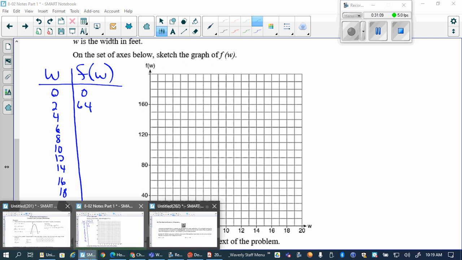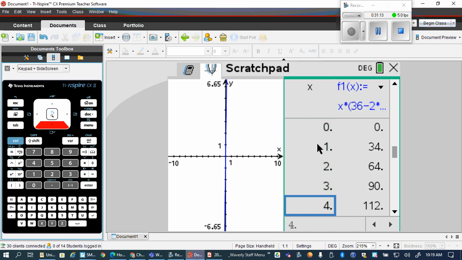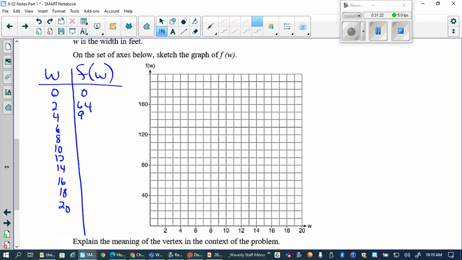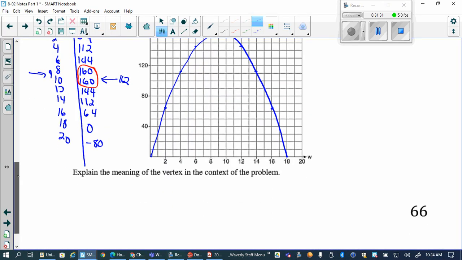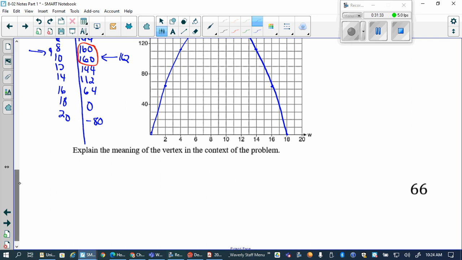Maybe I just do X for all of them instead of W. You have to, yes. The calculator doesn't know W's. 90 and 112. Why is it not working? Okay, now I got it. 162 and 9.